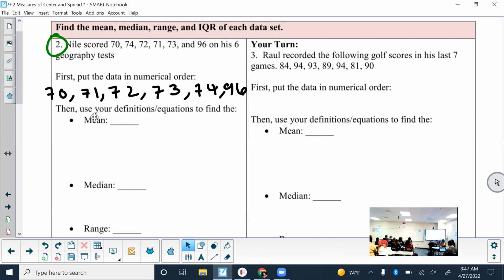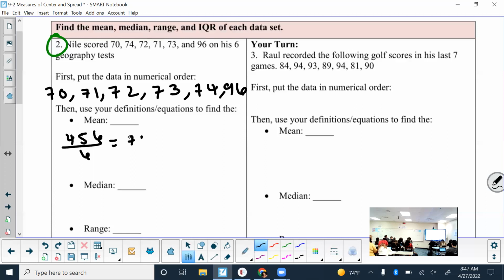For the mean, you had to add all those numbers together. What did you get when you added them together? 456, and then you needed to divide it by however many numbers there were, which was 6. So my mean is 76. Good, questions on that? The median, you go left, right, until you get either a middle number or middle two numbers, then you take the average of those. So in this case, what is your median?